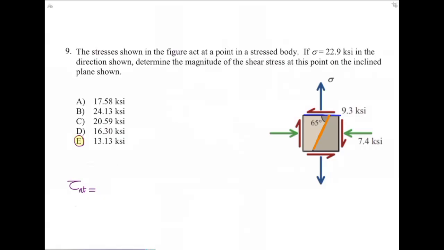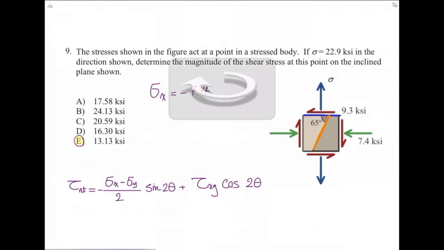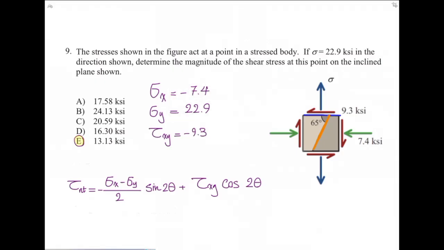So stress transformation is this equation. We need to determine what is theta and which equation should we use. Here, actually, we are looking for the shear stress. And for shear stress, it doesn't matter which plane we start with. We work with the same equation. So sigma x is negative 7.4 because that is compressive. Sigma y is positive 22.9. And tau xy is negative 9.3 because of the sign convention we have for shear stresses.